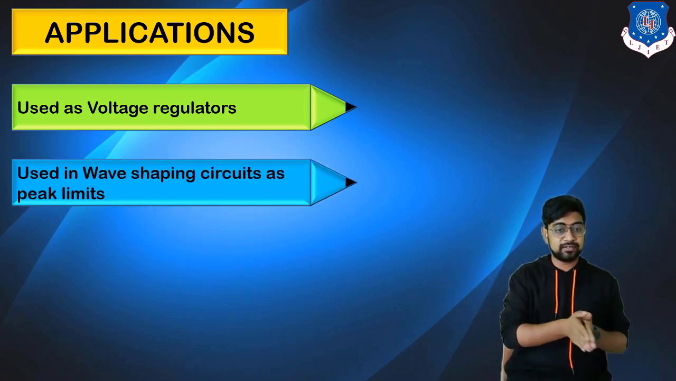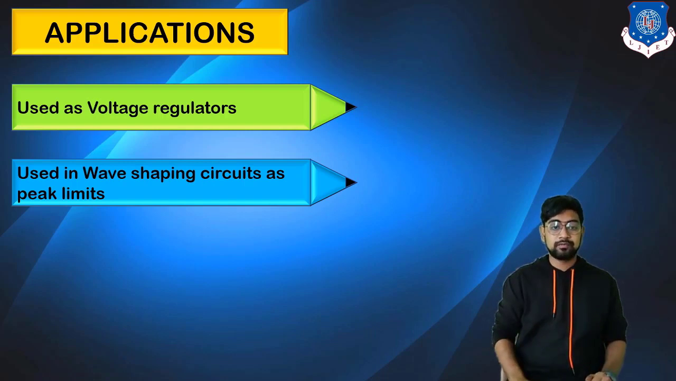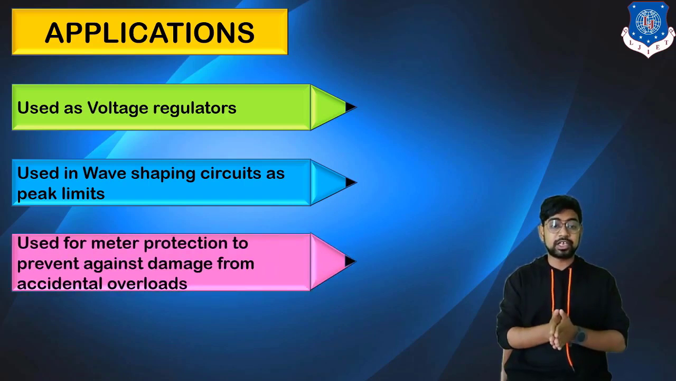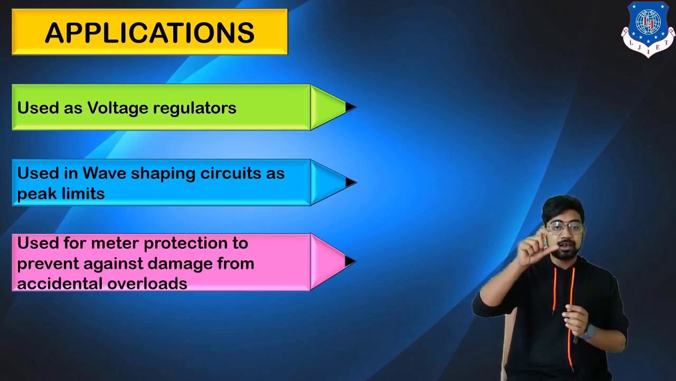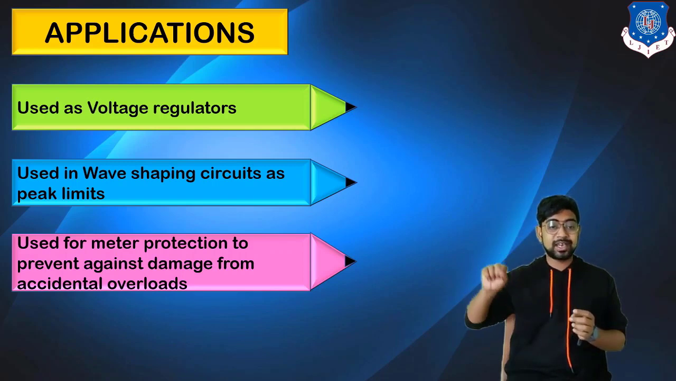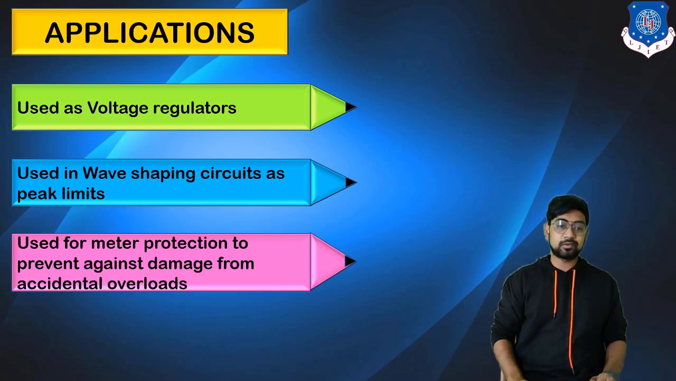It is also used in wave shaping circuits to limit the upper and lower peaks, and we know that shaping is done with the help of clipping circuits. It is used for meter protection against damage from accidental overload. The Zener diode is connected in such a way that when extra voltage is there, it drains out all the extra voltage, hence the meter is saved from damage.